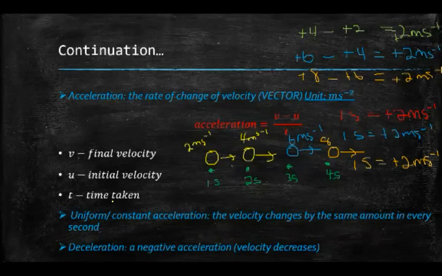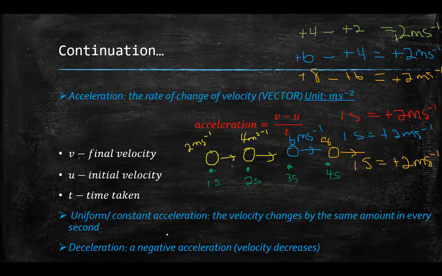So the definition of a constant or uniform acceleration, being that the acceleration stays the same, is that the velocity changes by the same amount in every second. In every second, I had a change in velocity of 2 meters per second, positive 2 meters per second. So the same change in velocity in every second. So what does that mean? That this acceleration is constant. I have a constant acceleration.